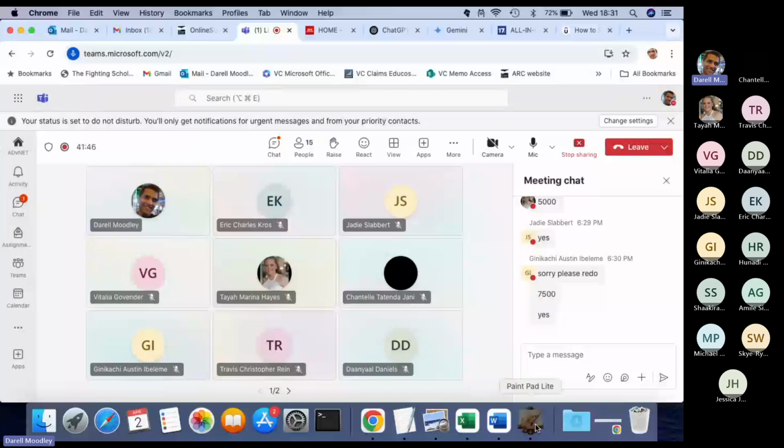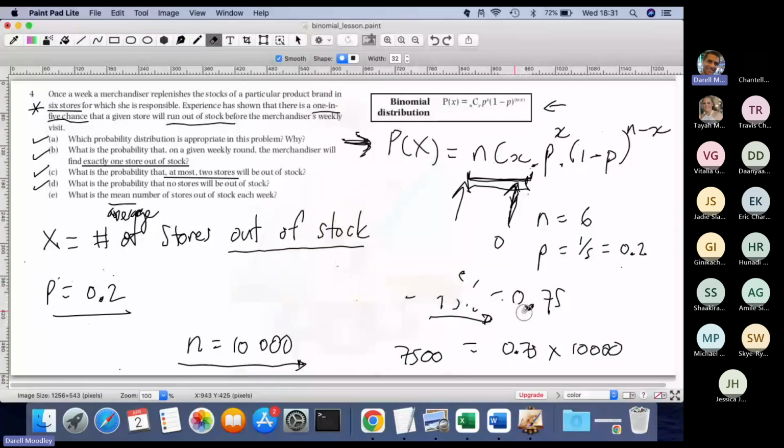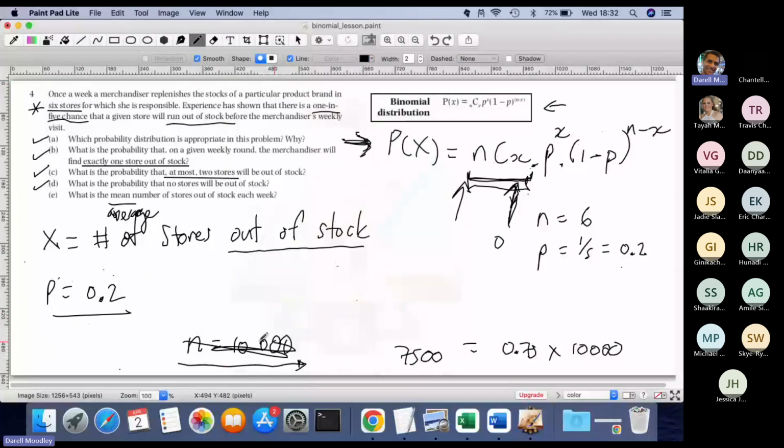So that's the exact same thing I'm doing. That's all I'm doing right now. Now, instead of the winning, I have a probability of a store being out of stock. So think of your probability of winning as being 0.2. That's your P, the probability of a store being out of stock. And instead of 10,000 trials, we weren't given 10,000 stores. We were given 6 stores. So you've got 6 stores, and you get 1.2. You expect 1 store out of stock.